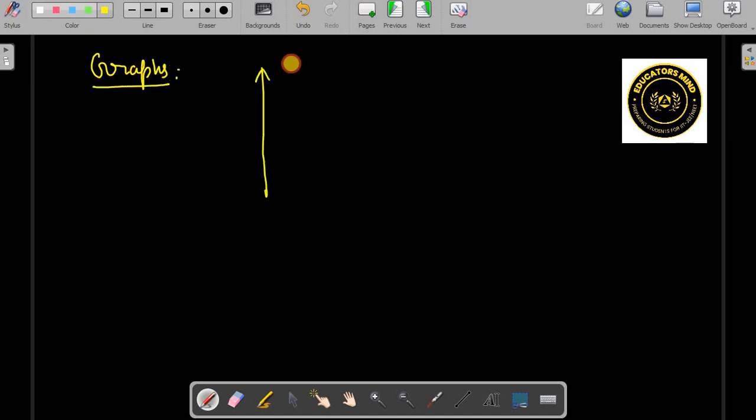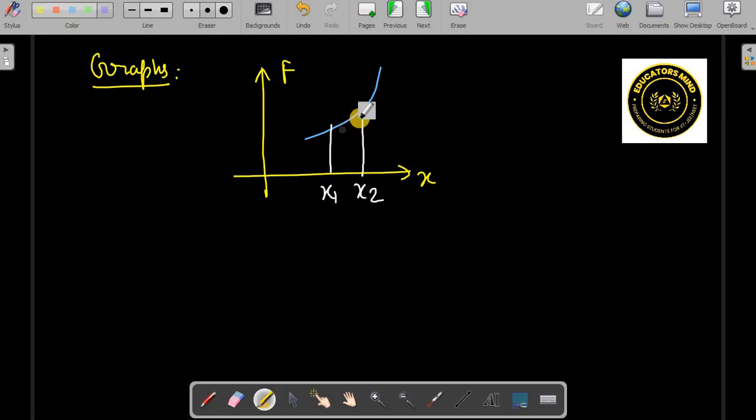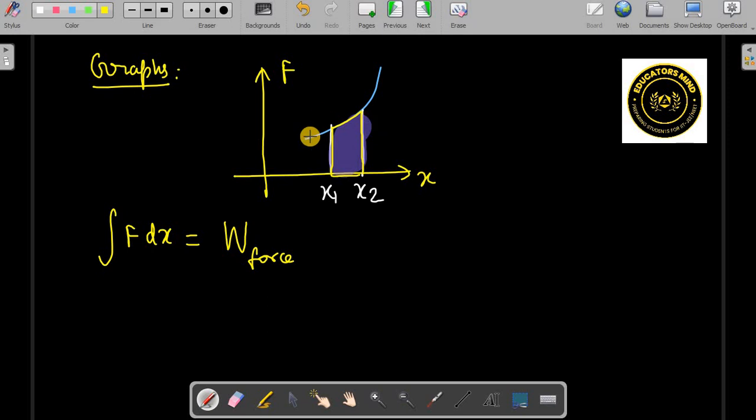Now let us see some applications of graphs. The first graph is the force versus x graph. What is the area under this graph between two positions x1 and x2? The area under this graph is the integration of F dx. This is nothing but the work done by the force. So the area under the F-x graph gives the work done by the force.